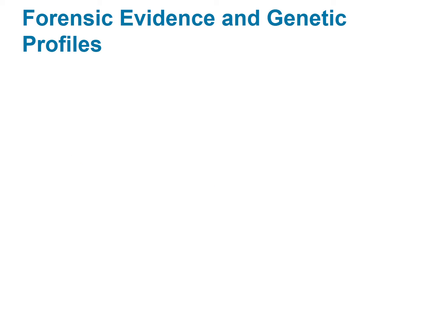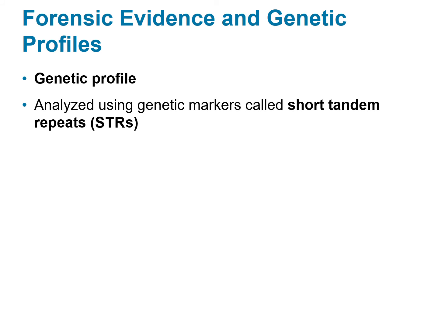In terms of forensic evidence and genetic profiles, a genetic profile is basically identifying individual variation between individuals. In forensics, this uses what are called short tandem repeats, or STRs. Short tandem repeats are very small repeated DNA sequences, which could be 4 to 6 bases in length, and vary in number of repeats.